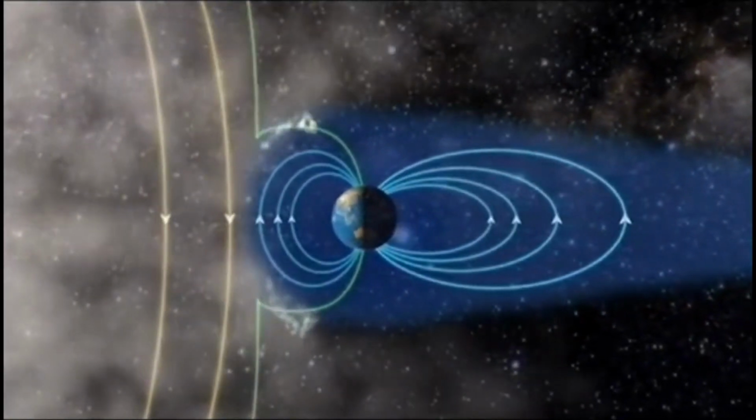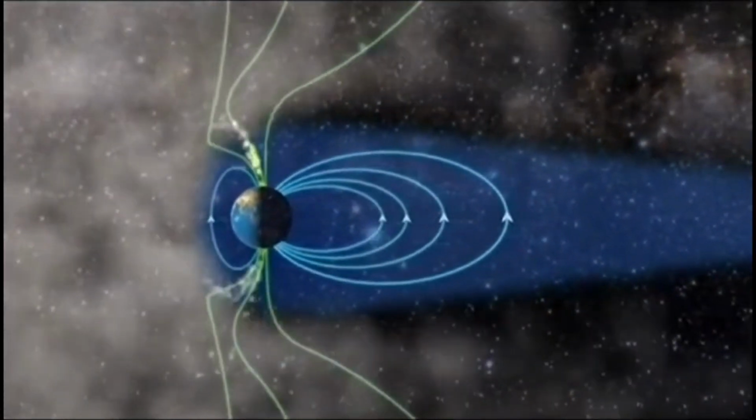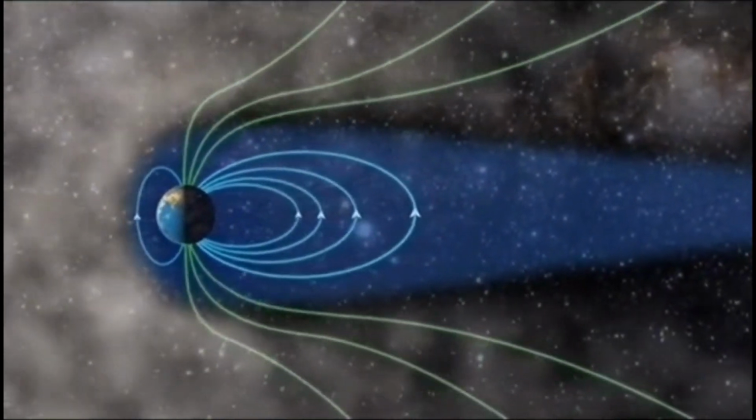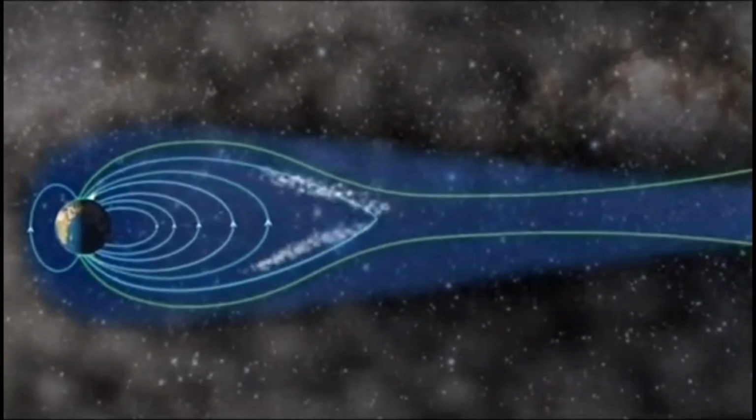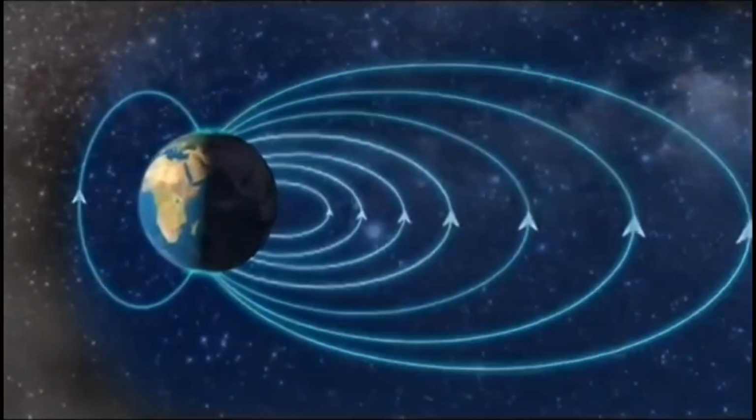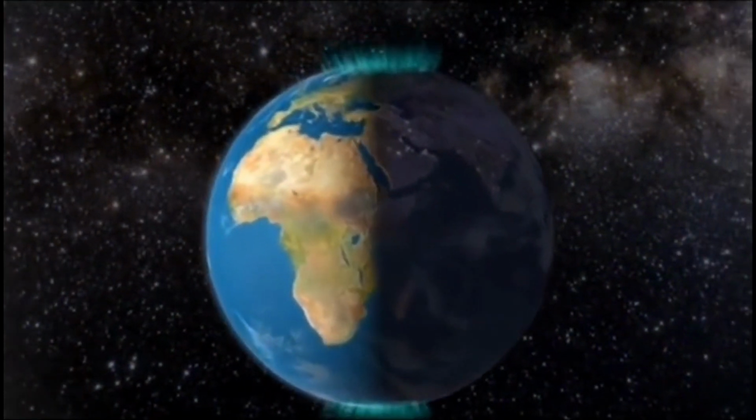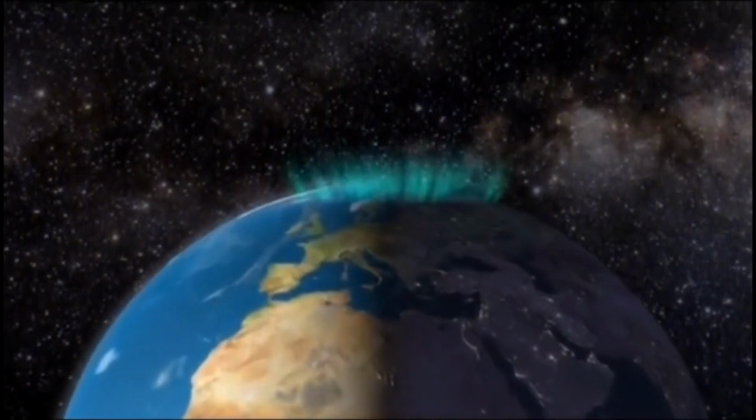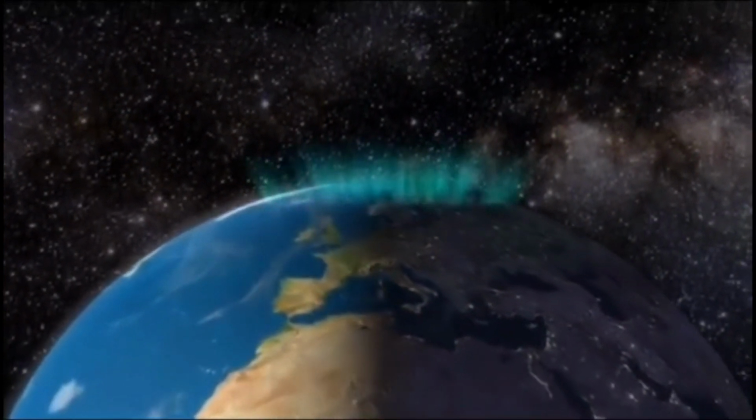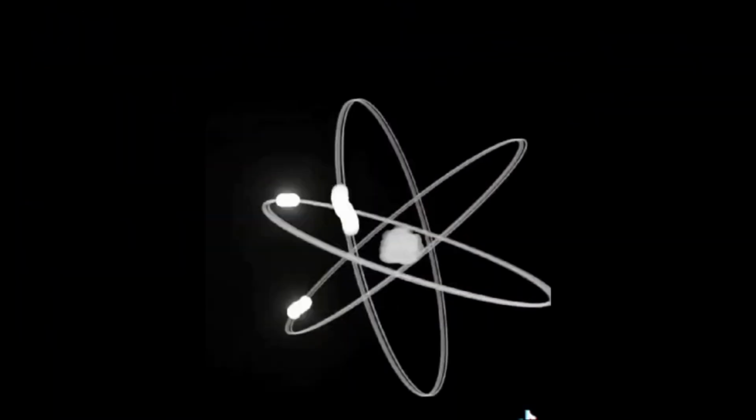Now, when these charged particles reach Earth, our magnetic field acts as a protective shield, blocking most of them. But near the magnetic poles, that shield is weaker. Right. This allows some of those particles to enter the atmosphere. They follow the magnetic field's lines, spiraling down toward the poles where they interact with atmospheric gases.